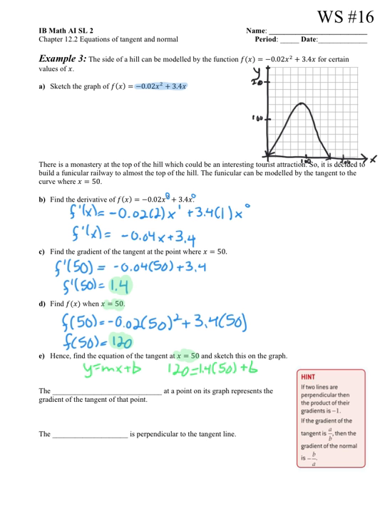And in this case, we end up getting b equals 50. So the equation is y equals 1.4x plus 50. That's how you write an equation for a tangent line. So there's a lot going on there.